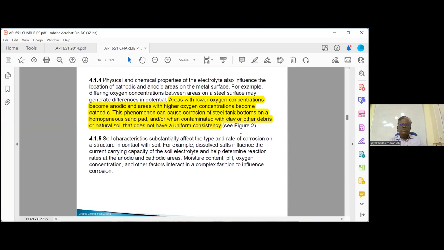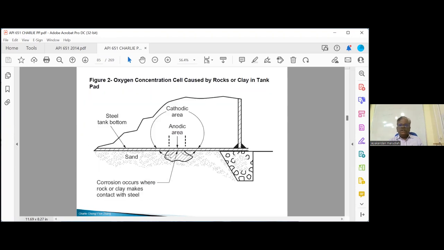That's why when you make a pad, it should be clean and uniform. If the pad has clay or sinter, meaning coal blocks, or even a small stone, where they contact the tank bottom, that area will cause pitting corrosion. Because there is a gap, we call it crevice corrosion. Gap corrosion is called crevice corrosion. It will be pitting type, and in future it may make a hole in the tank bottom.